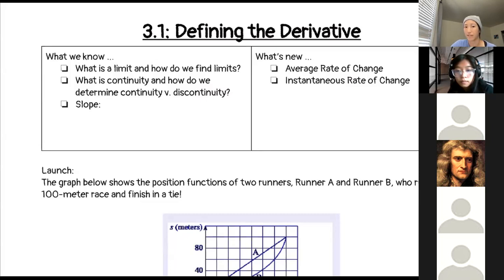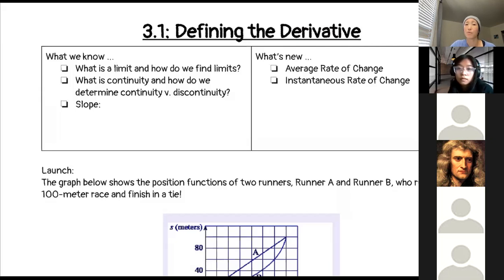So far, in theory, what we know is what a limit is. I believe we do, and how we find limits. And I'd say about 75% of us are feeling pretty confident about how do we find limits and how do we know which strategy to use, okay? I would love that percentage to be 100% by Friday.